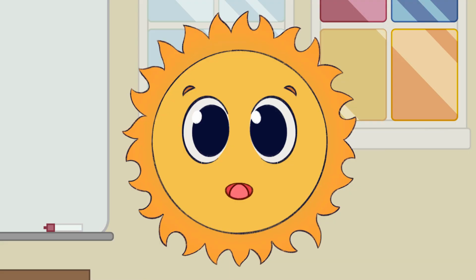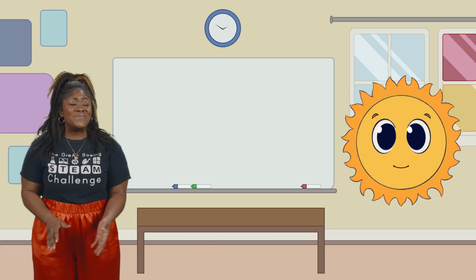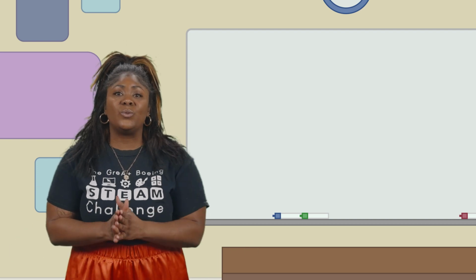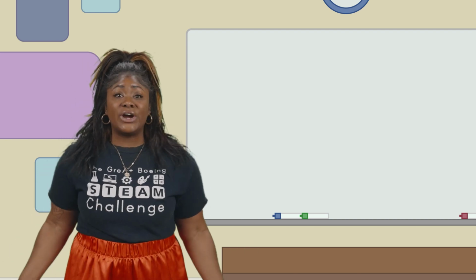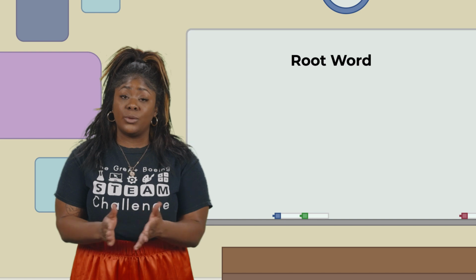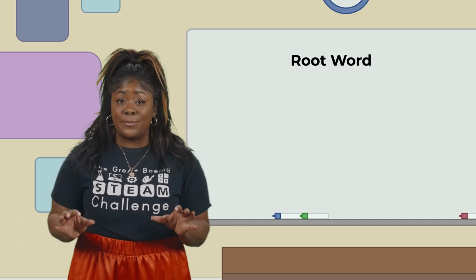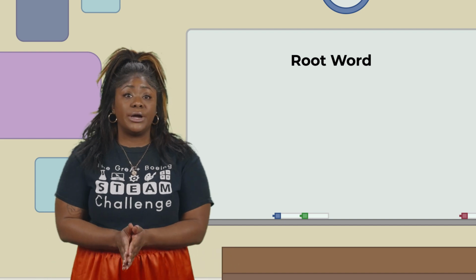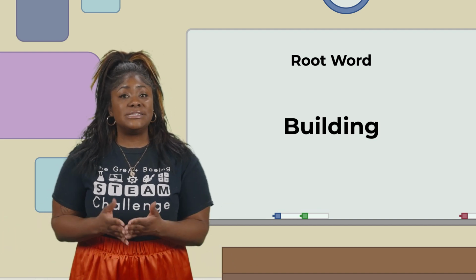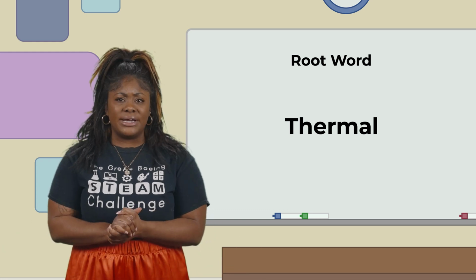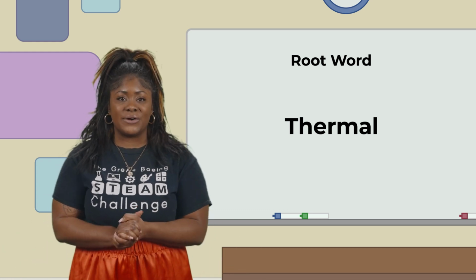You know, Miss Wilson, we can often learn more about something by breaking down the word and seeing if it has a root word. Fantastic idea, Sunny. STEAM scholars, here's where we will need your help. But first, it is important to know what a root word is. A root word is the most basic part of a word. Like in the word building, the root word is build. Looking at the word thermal, can you guess what the root word is? Take some time to discuss with your class now.